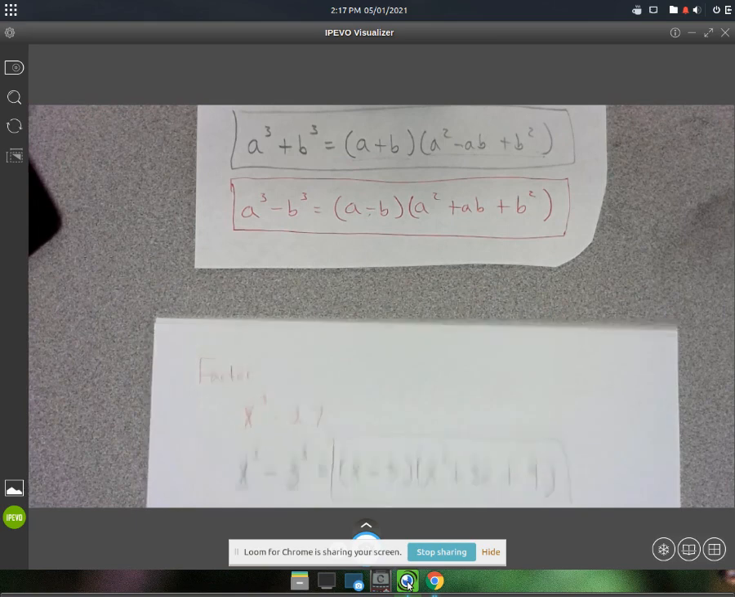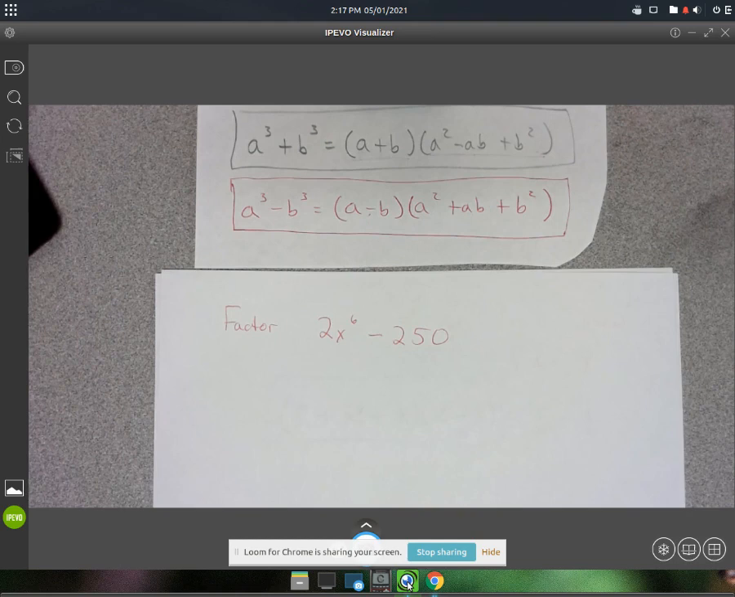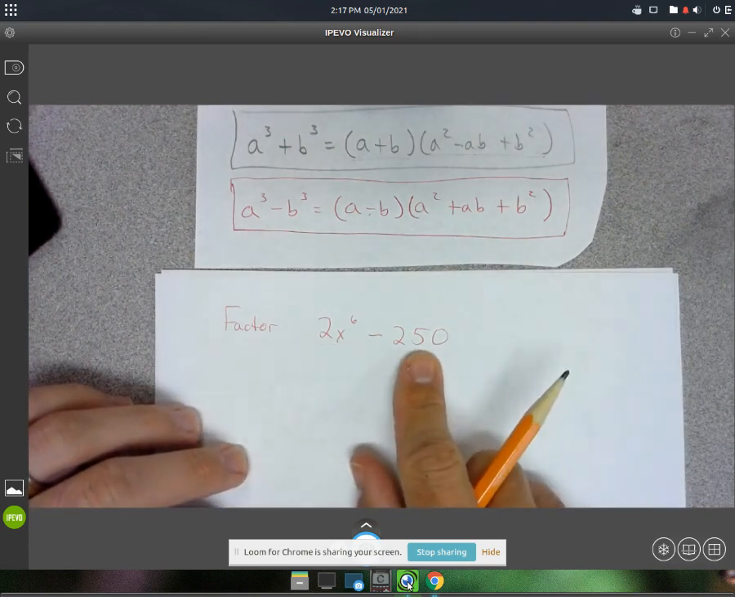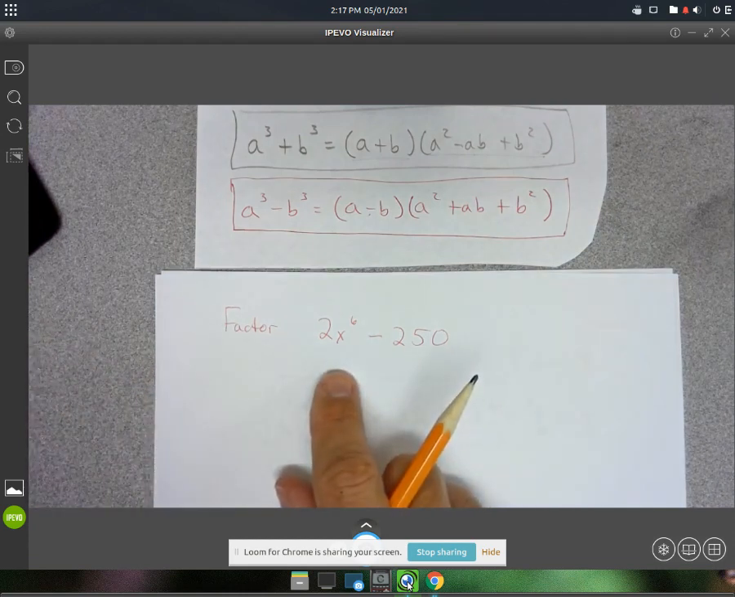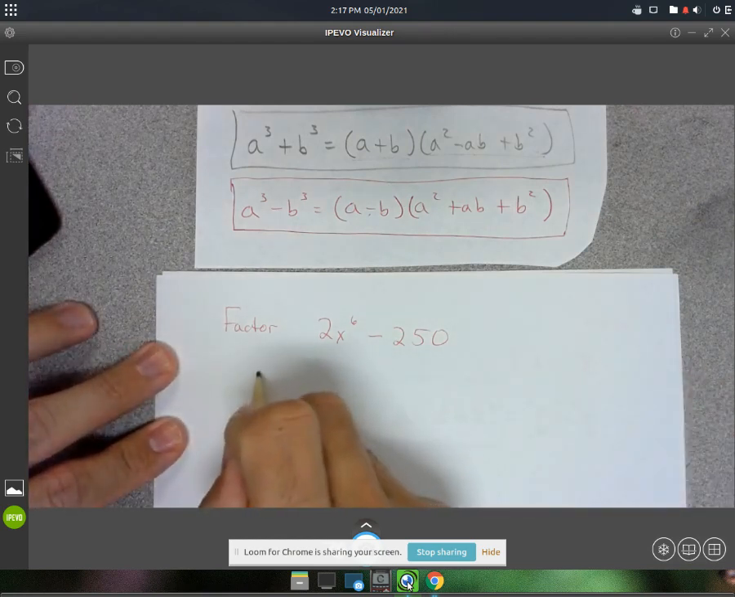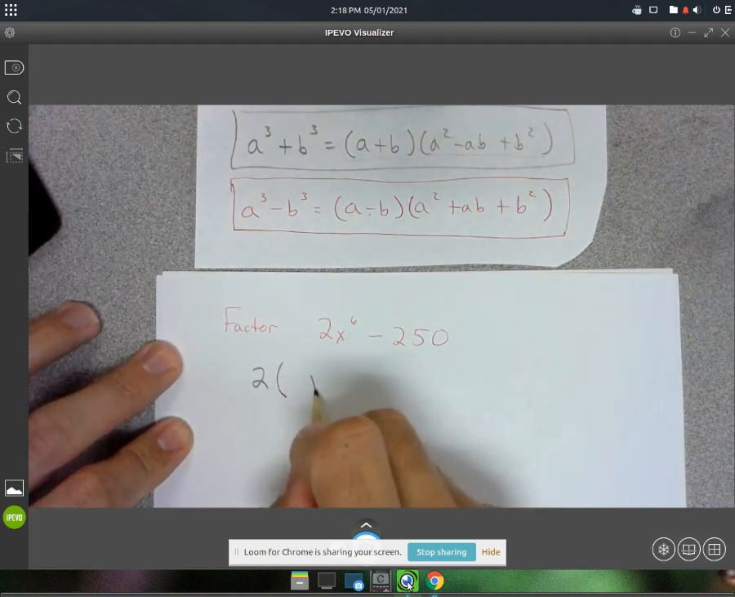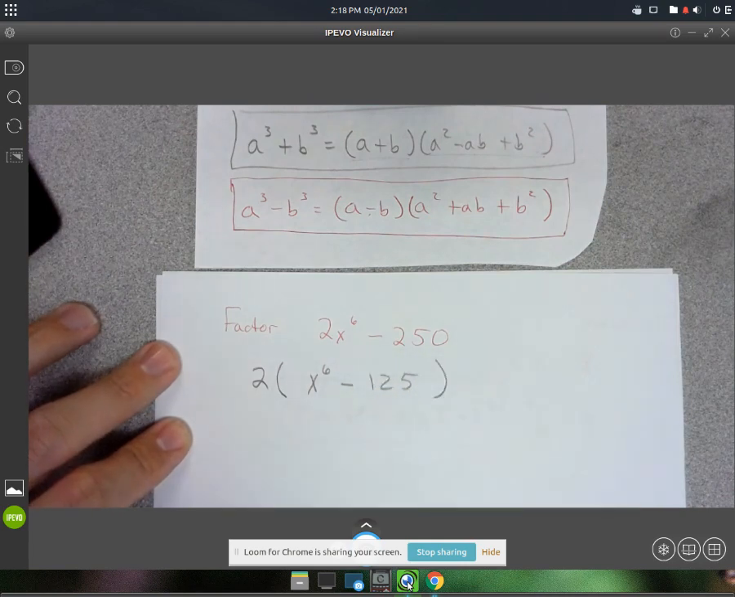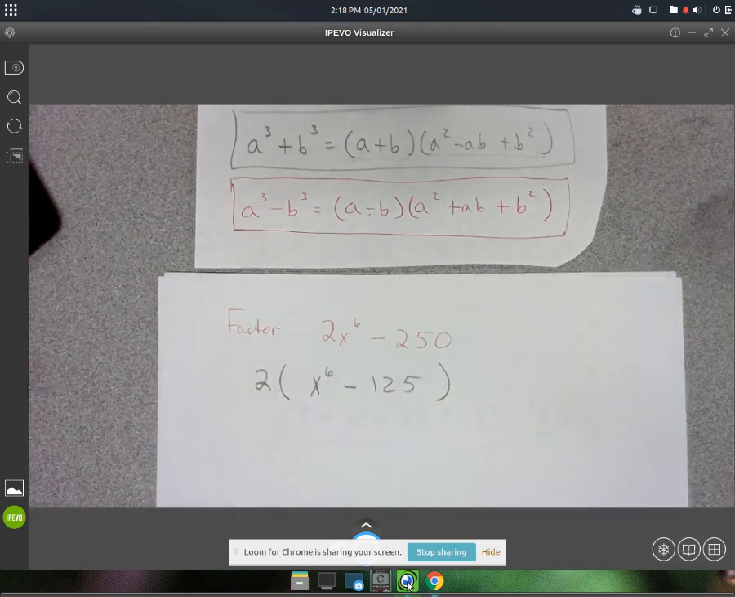Let's go ahead and do another one here. We're going to factor 2x to the 6th minus 250. As it is right now, 2 is not a perfect cube, and 250 is not a perfect cube either. But what we need to do first is check for the greatest common factor. We've got to factor out a 2. When you're factoring, you actually keep the number out there. So I'm going to say 2, and then it becomes x to the 6th minus 125. This is the expression that I have to apply the difference of cubes on.